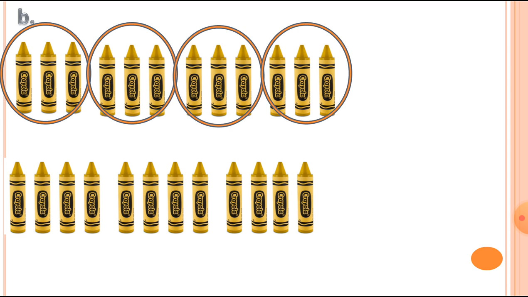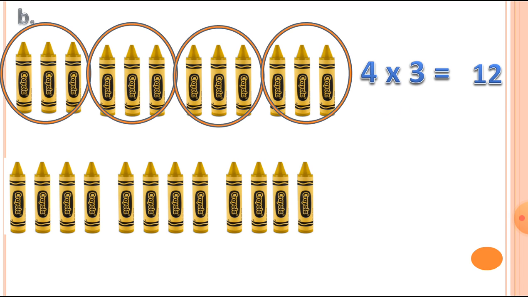So in total there are 4 groups and each group has 3 crayons. Let's see this, 1 2 3, 1 2 3, 1 2 3, 1 2 3. So we can write down the multiplication fact this way. Total there are 4 groups and each group has 3 crayons. So 4 3s are 12. I hope that you are understanding this.